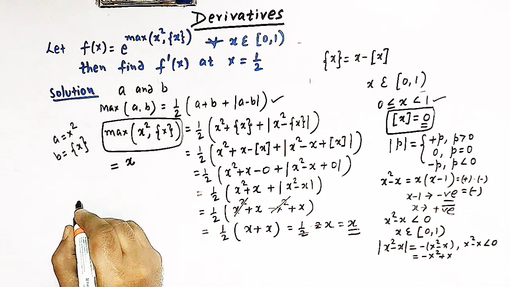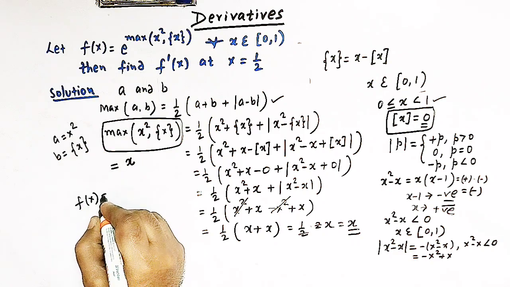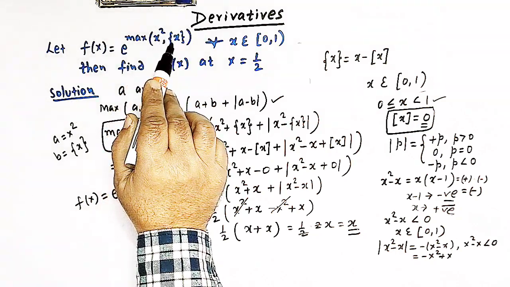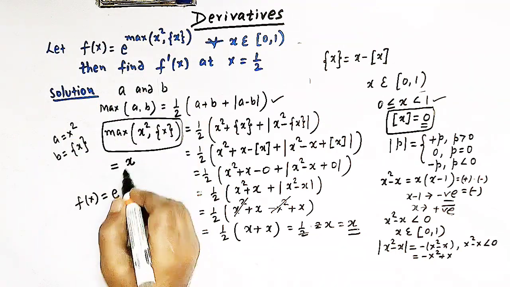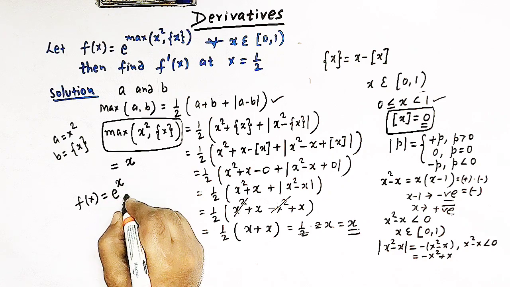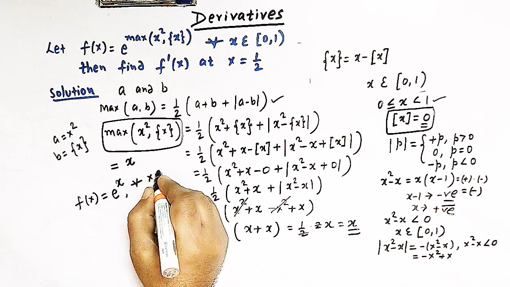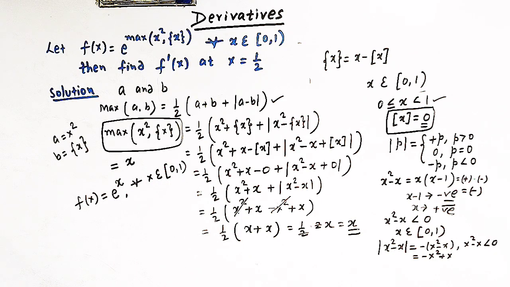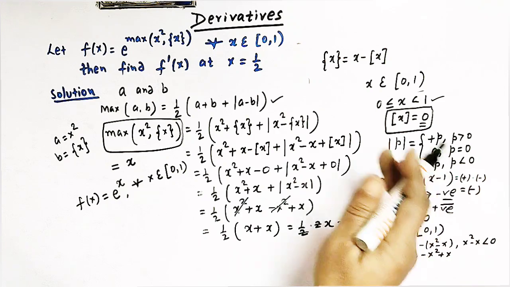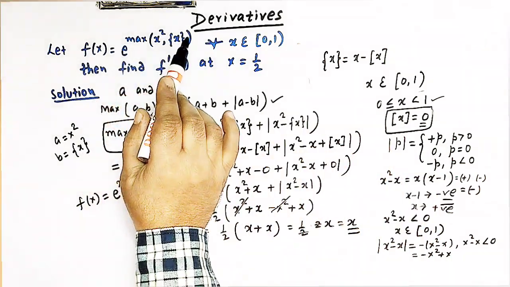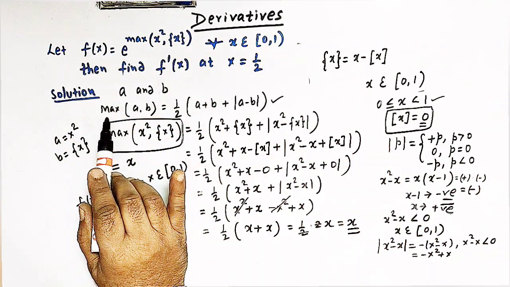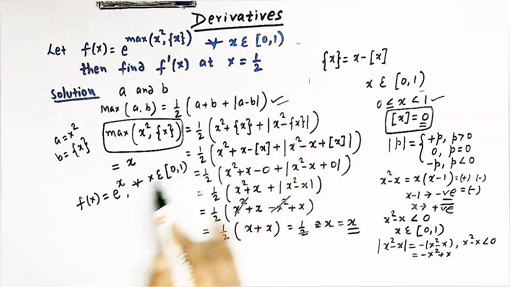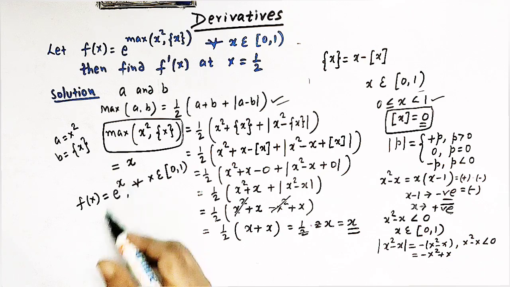Now our function f of x can be defined as e raised to the maximum of x square and fractional part of x, which is equal to x. So here we have e raised to x for all x belonging to the interval 0 comma 1. What we have done here is modify this function using the concept of the maximum of a comma b, using this result. So we have f of x is equal to e raised to x.